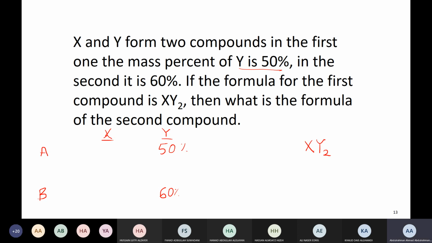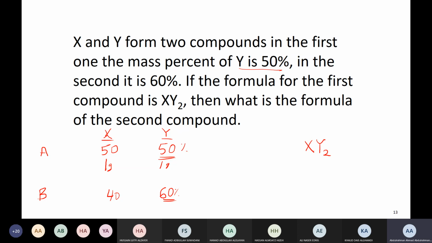What should you do? If this is 50%, what is X? 50% also. How about if Y is 60%? X is 40%. Good, the two different compounds. Now, do you remember the law of multiple proportion? It says that the amount of Y that should react with 1 gram of X. So I want to make this 1 gram. Then what will be Y? Also 1 gram.